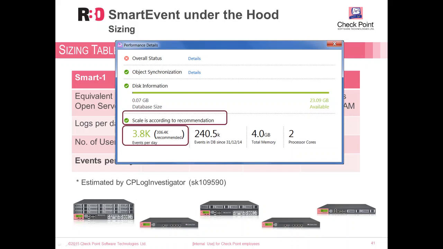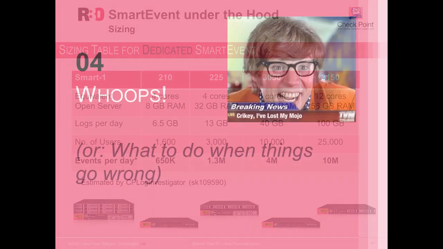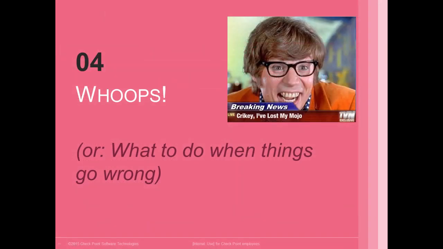If the customer complains that the server is loaded, you can check here if it complies with the guidelines or not. If it does not comply, you normally just need to increase the amount of RAM inside the SmartEvent server. Whoops, what to do when things go wrong?